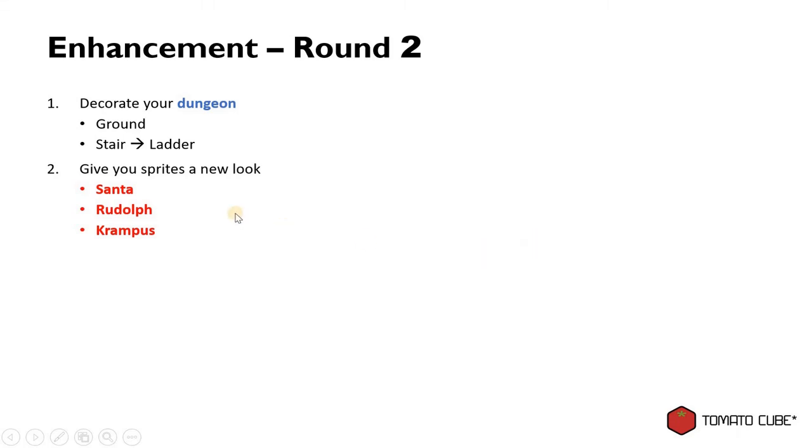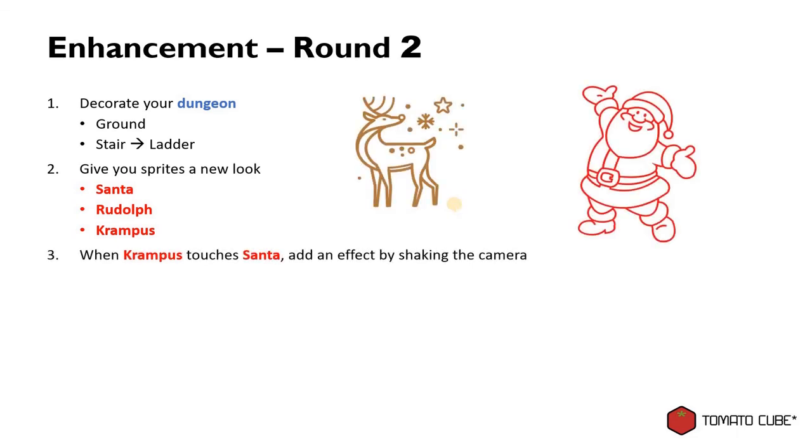And now it's also the time for me to change how I want my sprites to look. I'm gonna go ahead and draw Santa, Rudolph, and a Krampus for all my characters. And other than making my character and my dungeon look more pretty, I can also add more effects to the game. For instance, when my Krampus touches Santa, right now it's pretty boring, nothing happens. So maybe I can add a camera shake to make it have a feeling that, hey, I got injured and the whole camera is shaking.